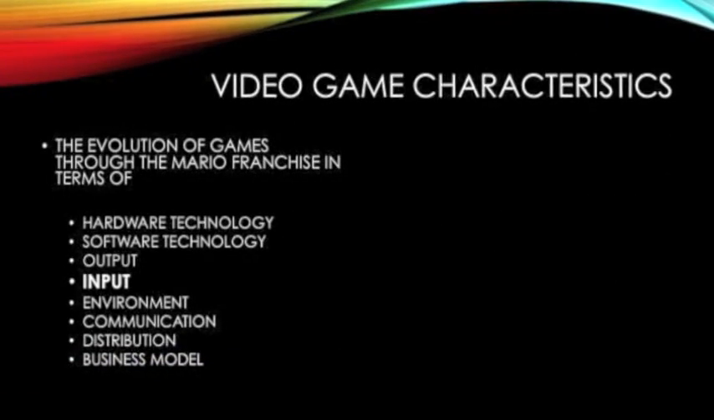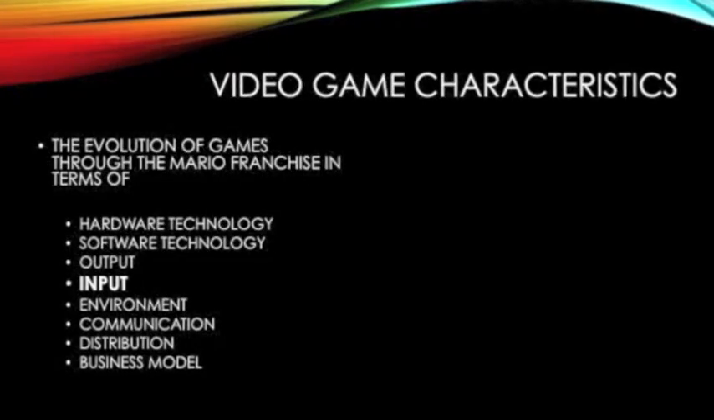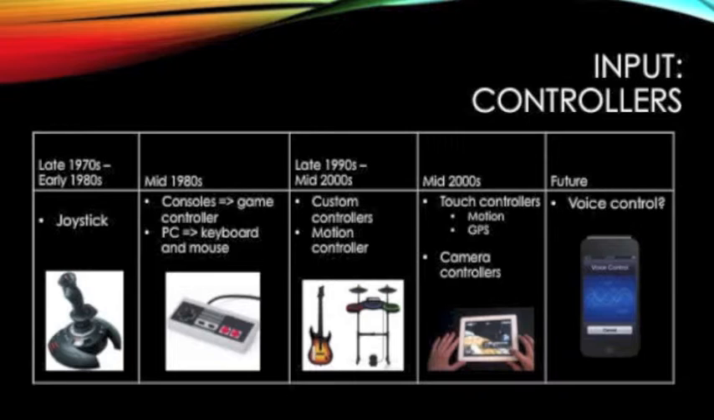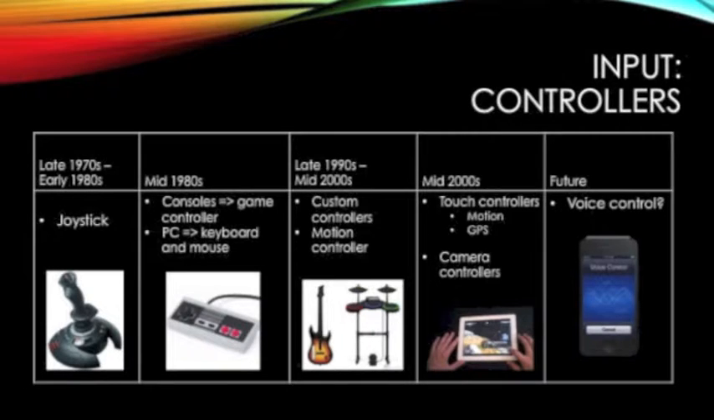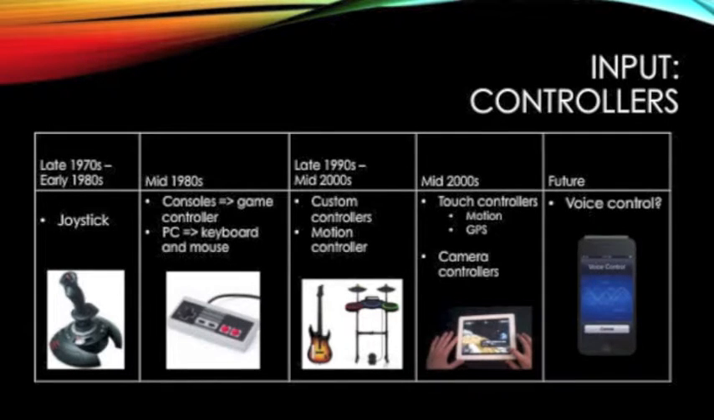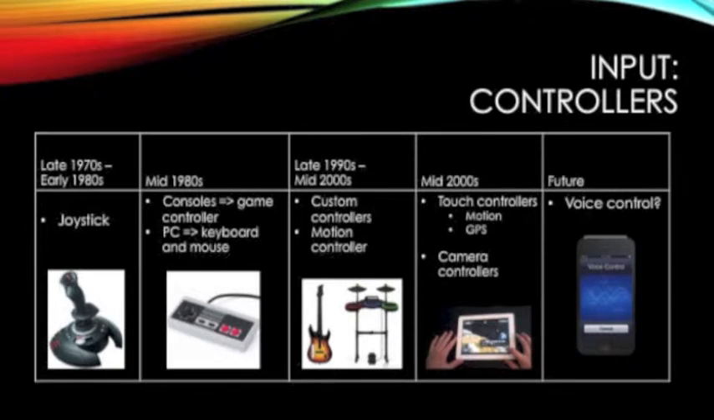For the next few slides, we will focus on input or video game controllers. This is a chart showing the evolution of video game controllers from the late 1970s to the future of video game controllers. From the late 1970s to the early 1980s, video game controllers focused on the joystick. In the mid-1980s, consoles were focused on game controllers, but PCs were focused on keyboard and mouse.